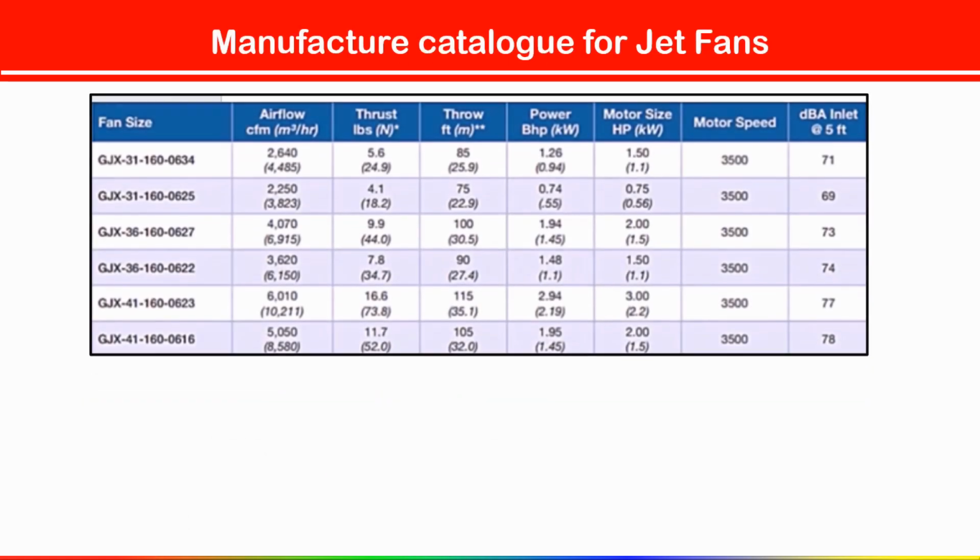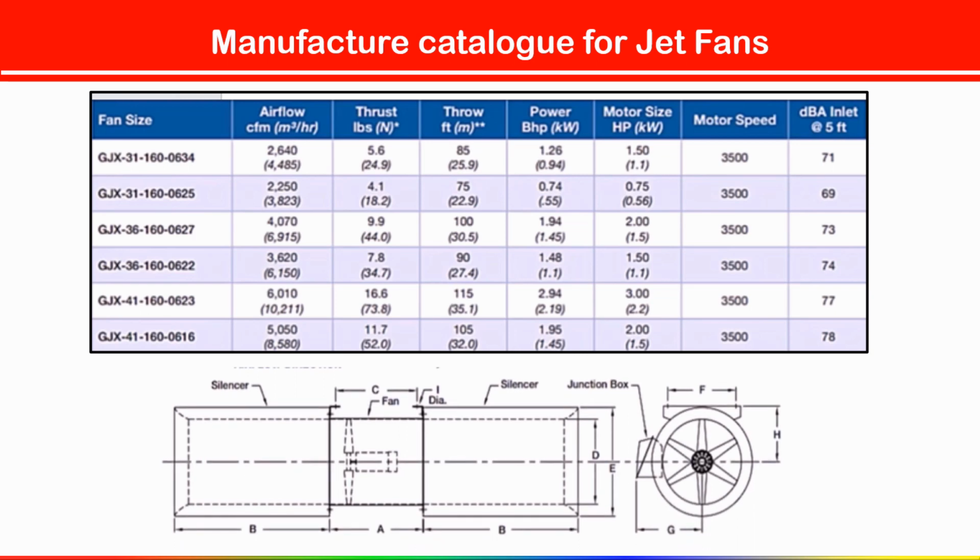Now here I have taken one manufacturer catalog for jet fan. See, this is our catalog. You can see here in the first column fan size is given. Then airflow in CFM or in brackets meter cube per hour, then thrust, throw, power, motor size, motor speed, and noise level is also given. Now see how you can get all the detail.